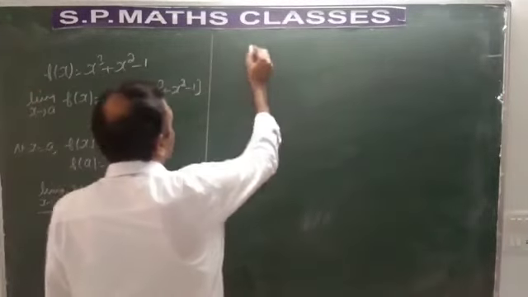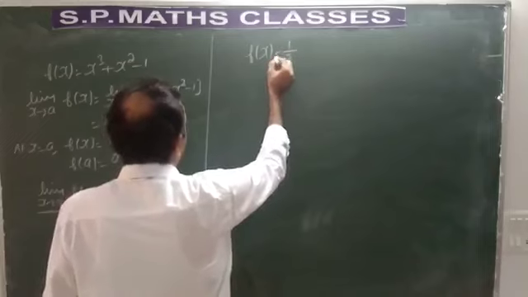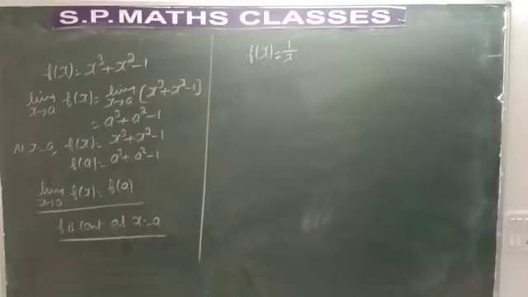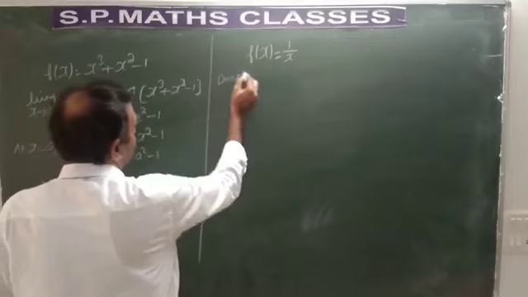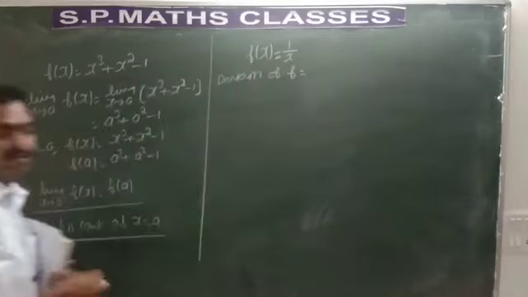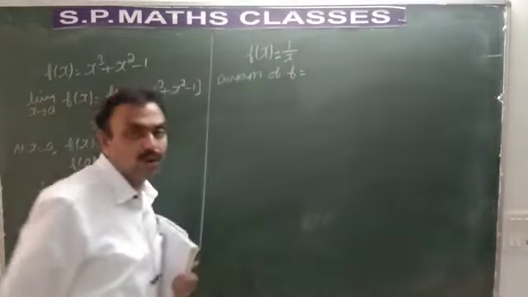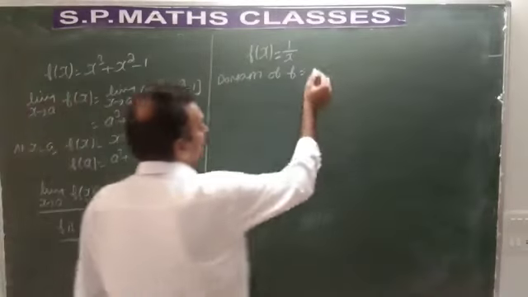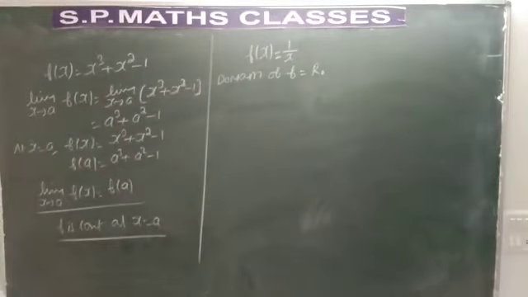Next, it is given, discuss the continuity of the function f of x equal to 1 by x. Very simple. Let us write the domain of the function. What is the domain of the function? See, if you put x as 0, 1 by 0 is not defined. So, I write the domain of f is R minus 0. That is the set of real numbers except 0.